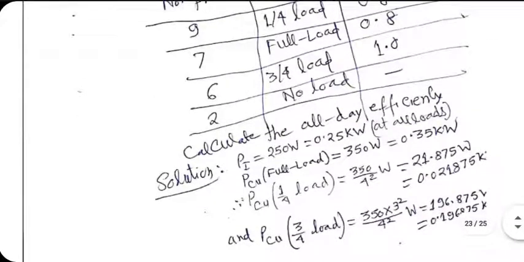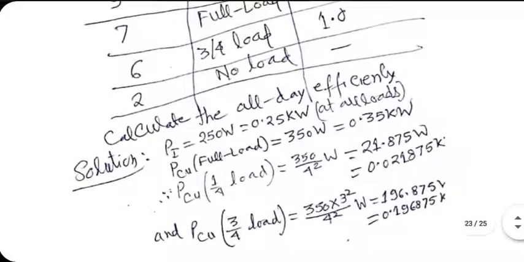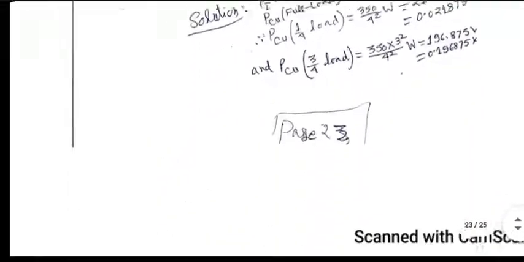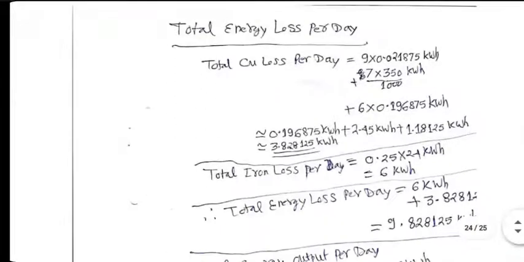Now for the 6 hours window, we have 3 by 4 load. So you will multiply 6 hours with 0.196875 kilowatt. And you sum up the results.